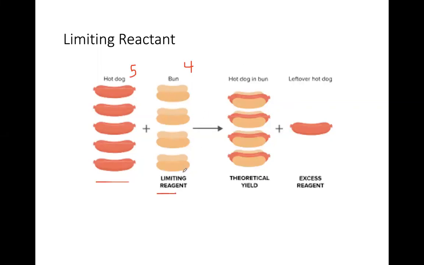And we figured out that the limiting reagent is going to be the buns because you're going to end up with a leftover hot dog. So we're going to have a little bit of an excess of hot dogs. Excess is like extra. Theoretically, we should be able to make 4 complete hot dogs in a bun, but we'll have an excess because the buns are limiting and we have enough hot dogs to make 1 more, but that's going to stay as an excess since we don't have enough buns.